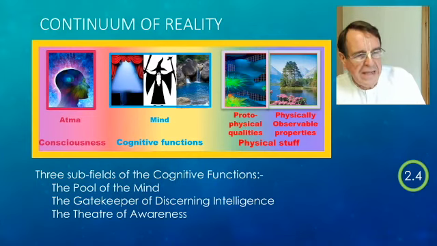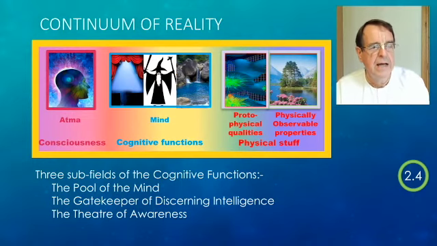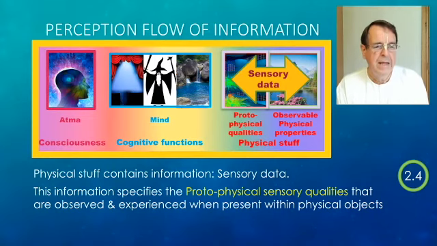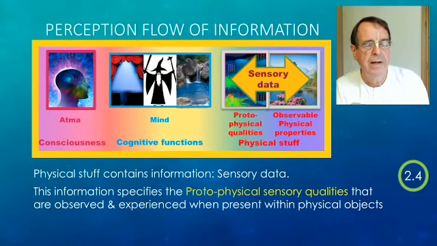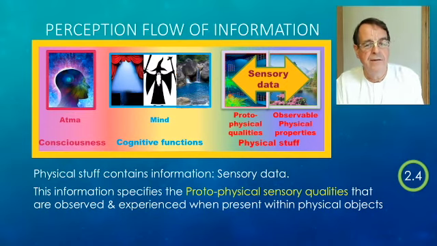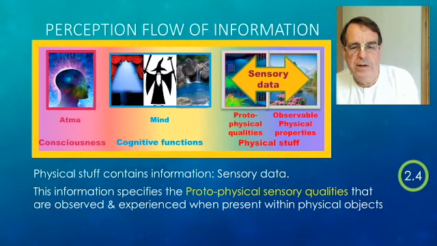And we also gave some subfields of the cognitive functions. We talked about the pool of the mind, the gatekeeper of discerning intelligence, and the theatre of awareness. Again, not crucial for today's talk, but you can explore that in those other talks in part 2. However, what is crucial is that we understand that what we call the physical stuff of the external world contains information, which is really sensory data. And this information specifies the subliminal proto-physical sensory qualities that are then observed and experienced when present within physical objects. This gives physical objects their particular properties which we interact with through our senses.